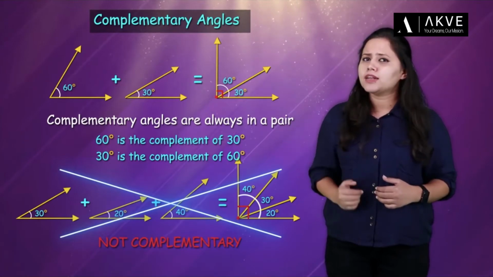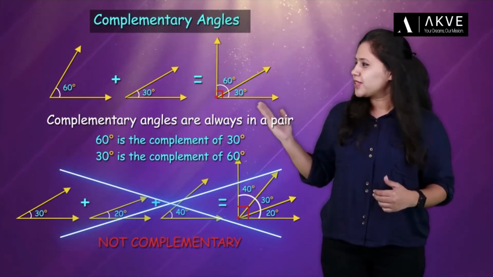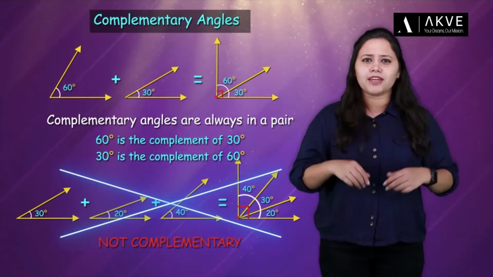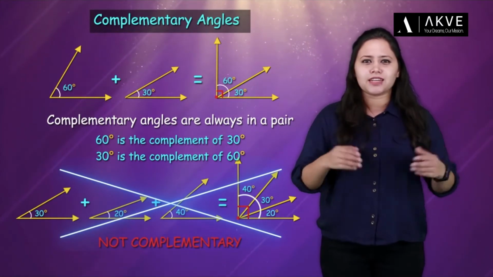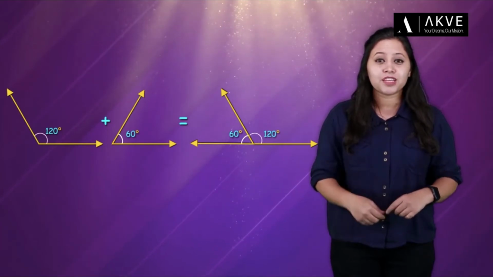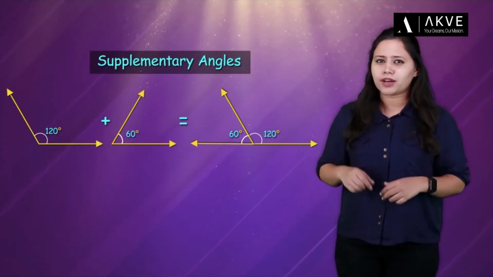Also, these angles need not always be together, like this. They can be anywhere. The only requirement is that their sum should be 90 degrees. Now, there is a special name for any two angles whose sum is 180 degrees. They are called supplementary angles.